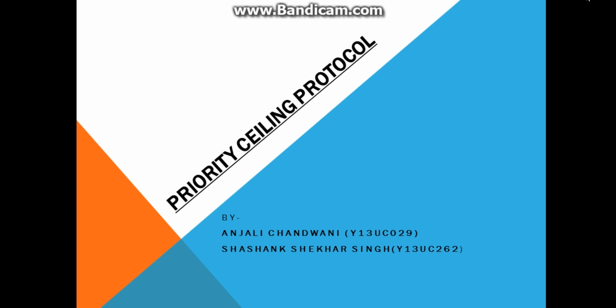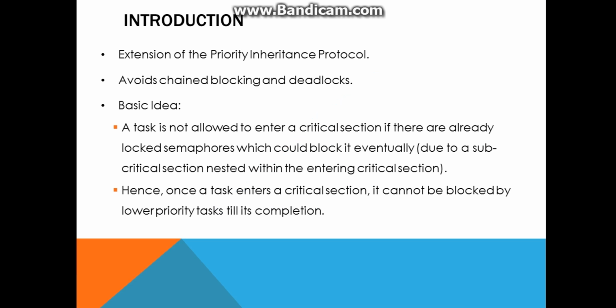Priority ceiling protocol is a synchronization protocol for shared resources to avoid unbounded priority inversions and mutual deadlock due to the wrong nesting of the critical sections. It is an extension of the priority inheritance protocol and avoids chain blocking and deadlocks.